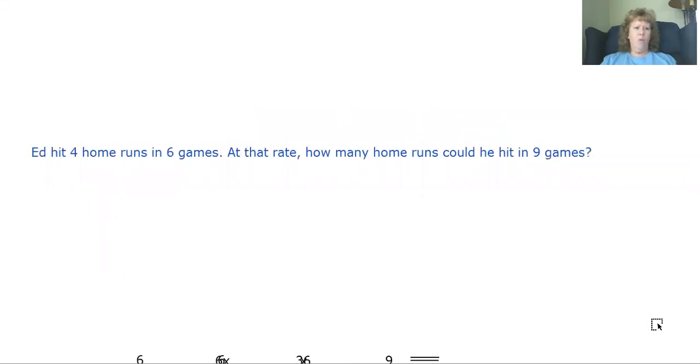Ed hit 4 home runs in 6 games. At that rate, how many home runs could he hit in 9 games? So here, I'm going to draw just some lines to make a little chart to separate my numbers, so that I have 4 home runs to 6 games. And then I want to know how many home runs he could hit in 9 games. So X for 9 games.